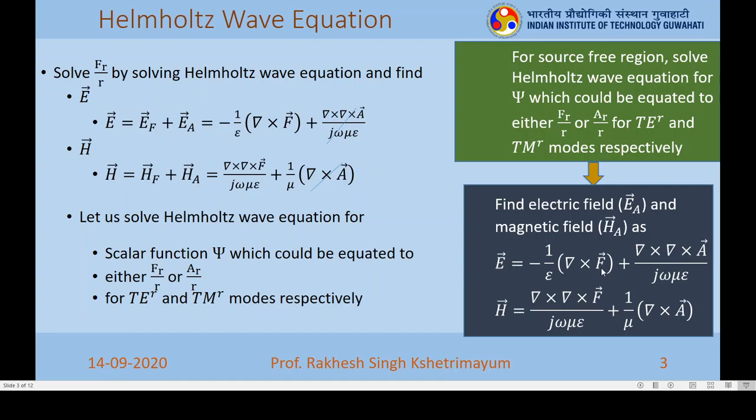Electric field will have contribution from the F vector and A vector. Magnetic field will have contribution from the F vector or A vector. So we find the F_r by R or A_r by R and use this relation to find the electric field and magnetic field.